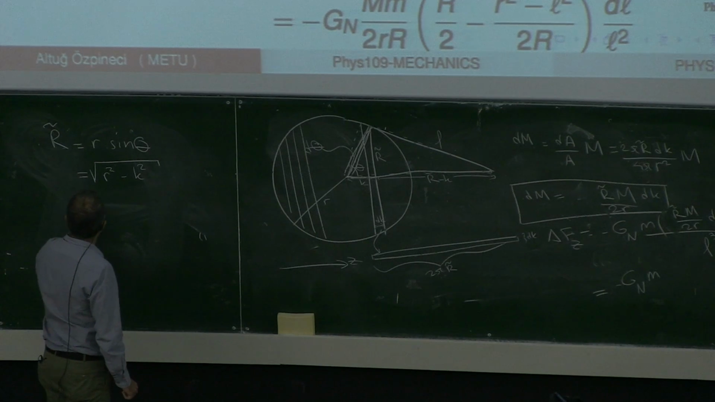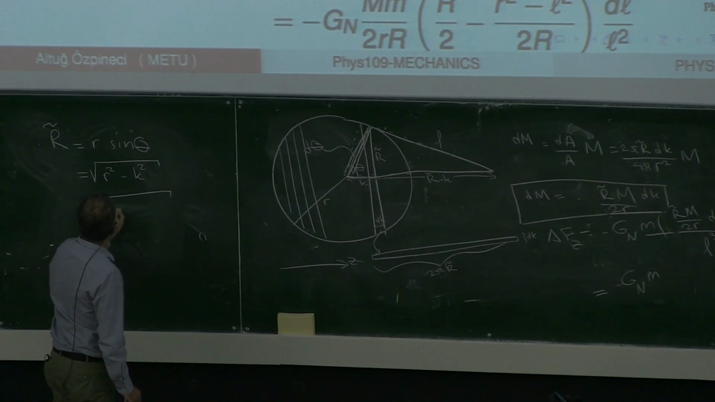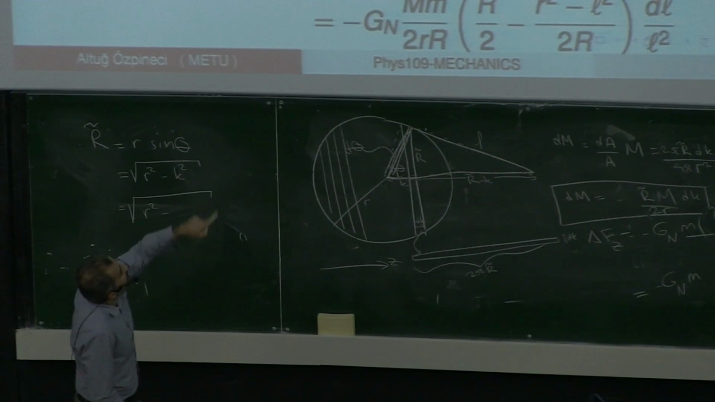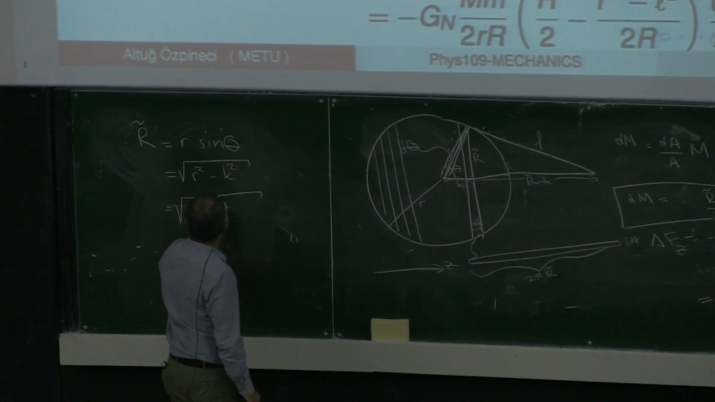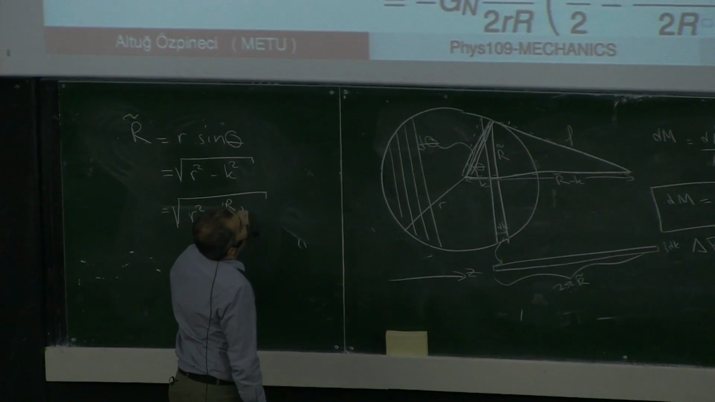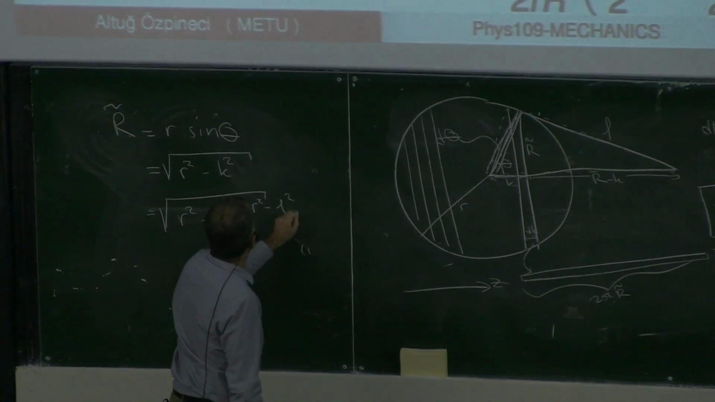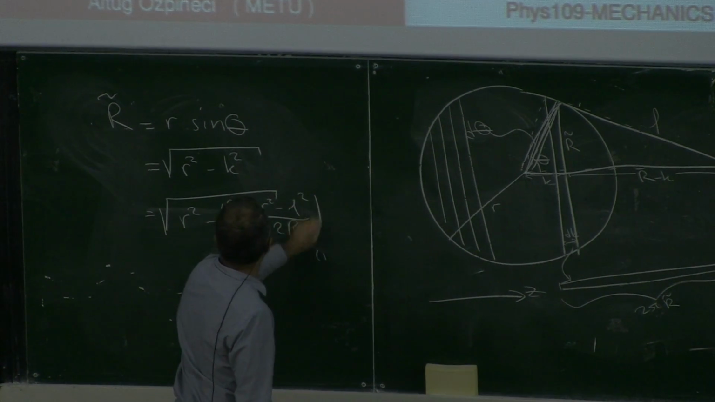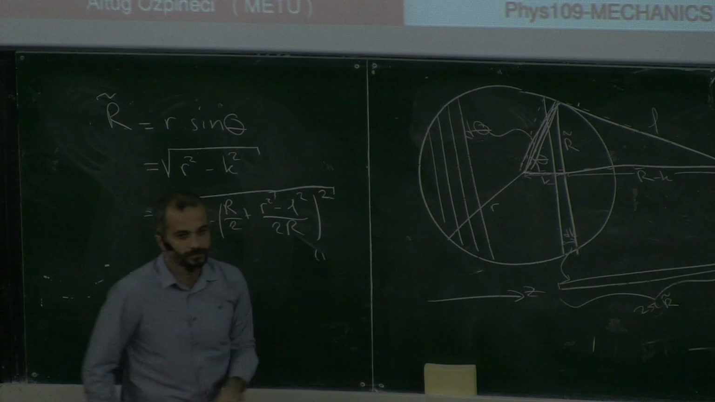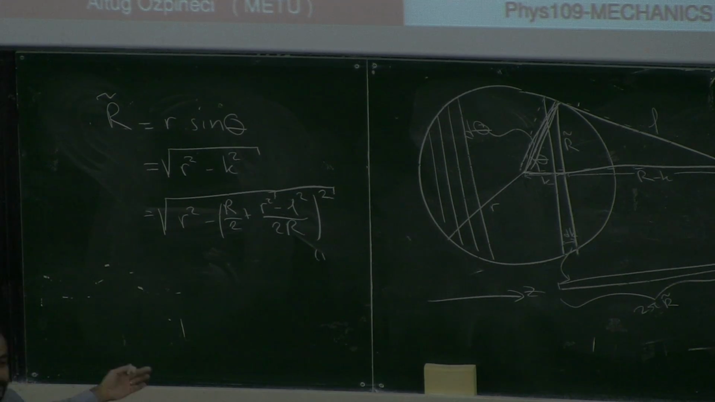R squared minus k squared, where k is (r over 2 plus (r squared minus l squared) divided by 2r) squared. So here is what you were looking for. But I think there was a simpler expression for that.